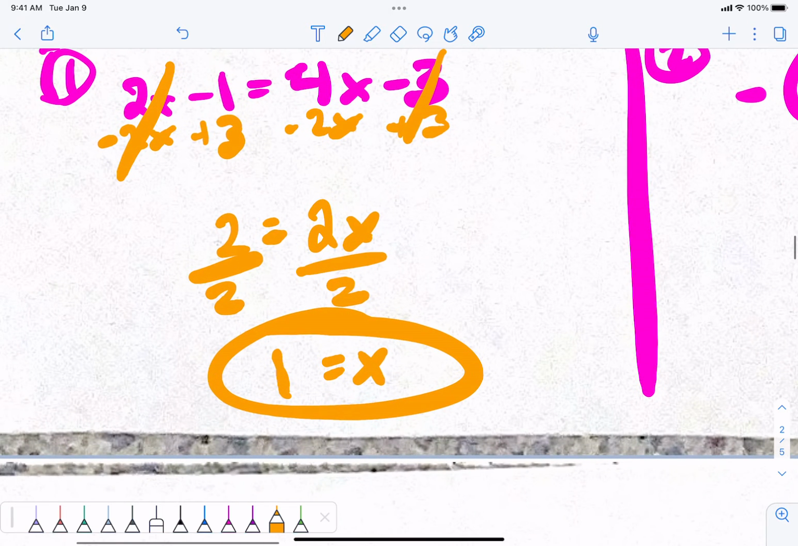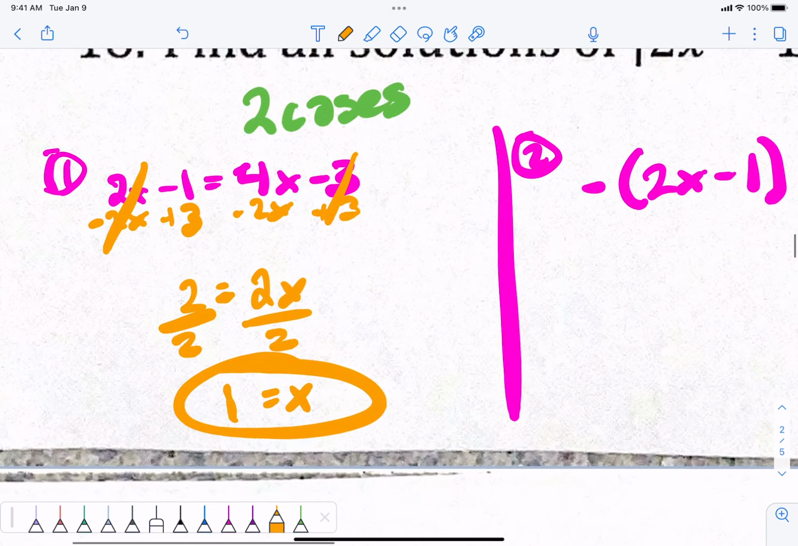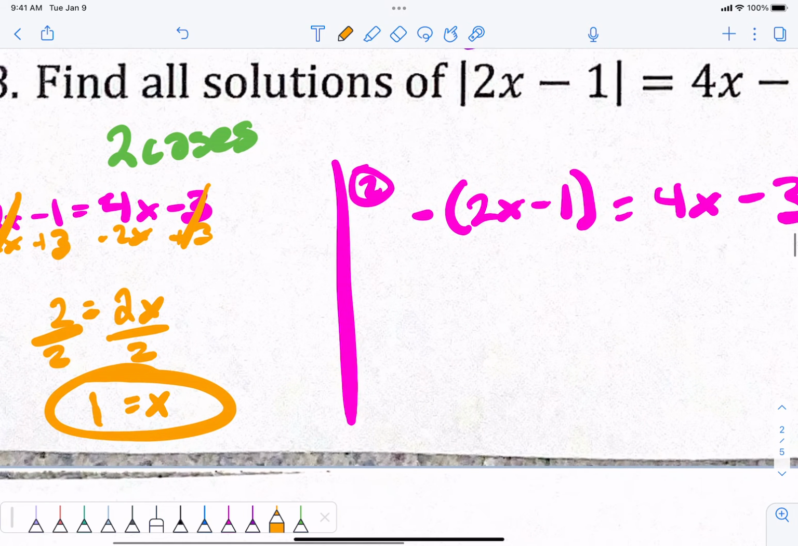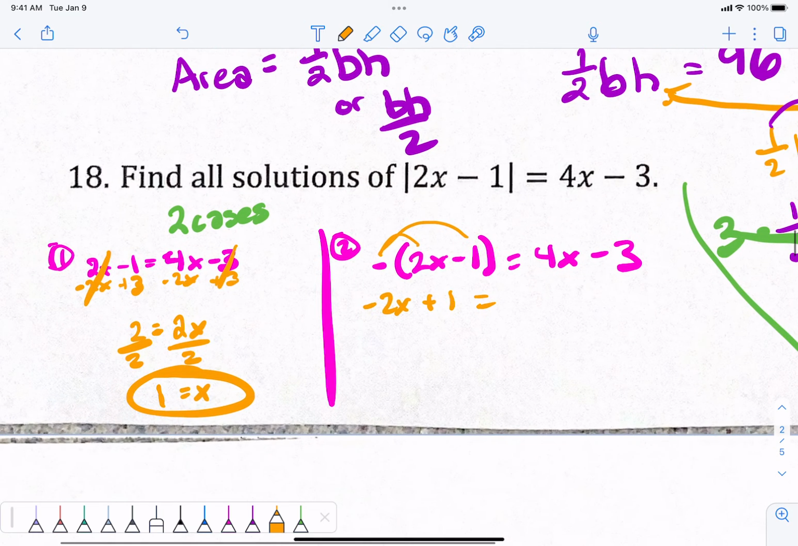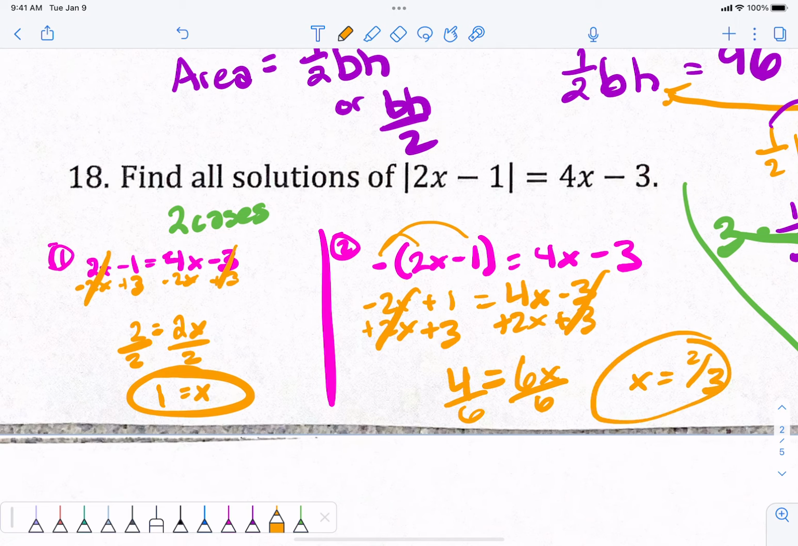So do we distribute the negative now? Yes, we distribute the negative. Negative 2x plus 1 equals 4x minus 3. Plus the 2x, plus the 2x. And let's add the 3 also. So we got 4 equals 6x. 6x divided by 6. X is 4 over 6, 2/3.